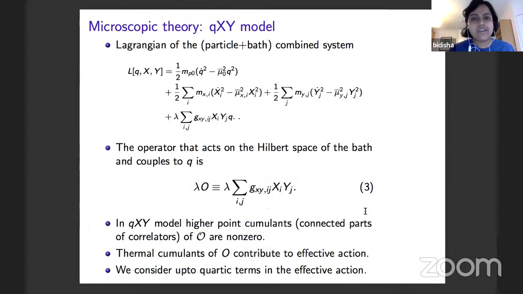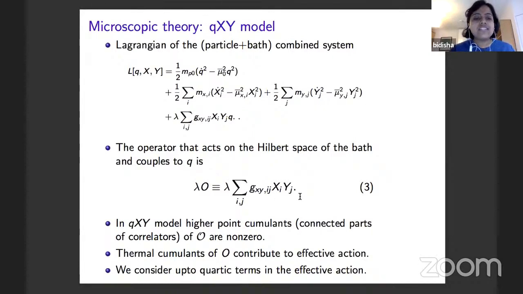So now I will go on to discuss our microscopic theory. The model is like this. You have the free Lagrangian for the Brownian particle degree of freedom Q, where M P naught is the bare mass. Then you have the free Lagrangian coming from the bath. We consider a thermal bath made of two kinds of oscillators, X and Y. These are the free Lagrangians coming from the bath oscillators. Then we allow for a very small cubic interaction in this microscopic theory, of the form Q X Y, where I and J label oscillator degrees of freedom and lambda is a very small coupling constant. The operator that acts on the Hilbert space of the bath in this case and couples to Q will be this XY, the bath operator.